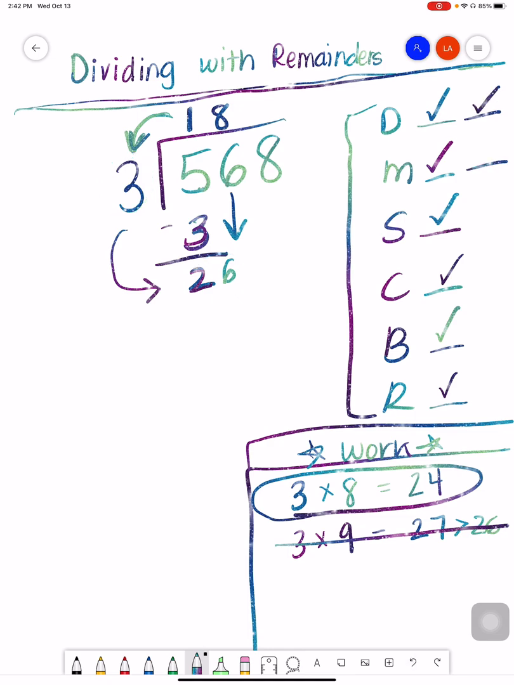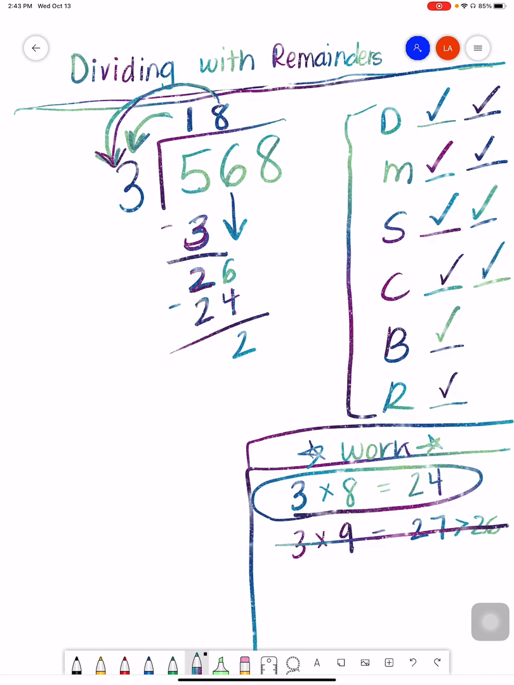Now that I've divided, it's time to multiply. I'm going to multiply 8 times 3. And I get, well, I know that because I did that in my workbox, 24. Now that I've multiplied, it's time to subtract. 26 minus 24 is 2. All right, now it's time to check. 8 times 3 is 24. Yeah, that makes sense. 26 minus 24 is 2. Yep, I was right. Now I'm going to bring down one digit at a time, my 8 in my ones place. All right, I ask myself, can 3 go into 28? Yes, it can, so I'll have to repeat.